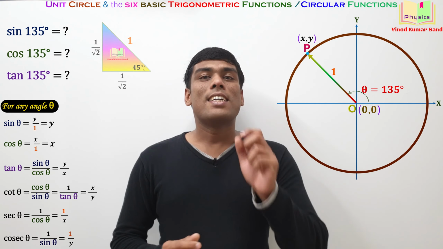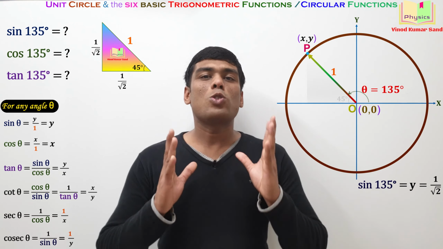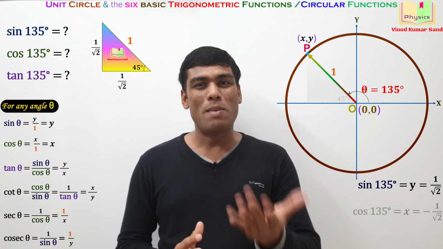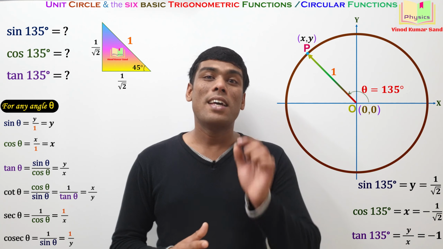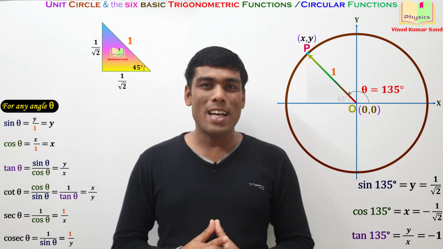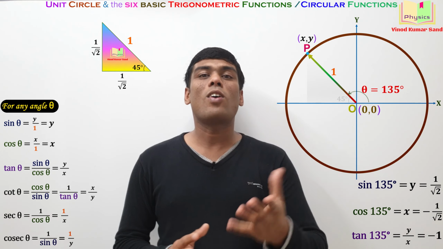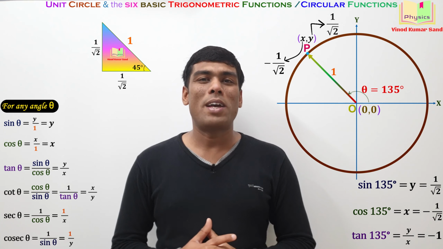Okay, correct. The sine 135 degree comes out to be 1 by root 2. Cos 135 degree comes out to be minus 1 by root 2 and the tan 135 degree comes out to be minus 1. Simple and easy answers, because in this case the coordinates of point P are minus 1 by root 2 comma 1 by root 2.